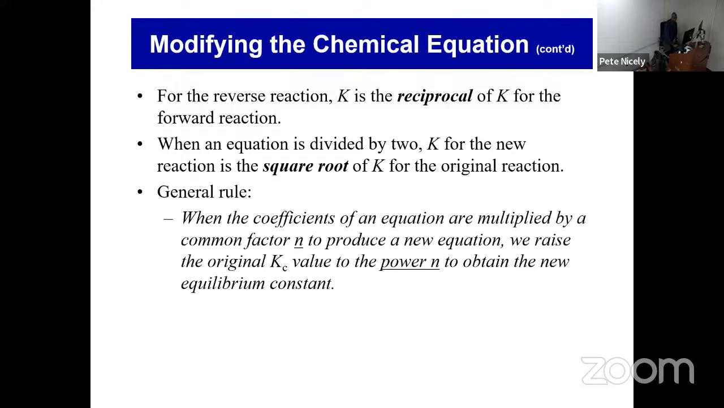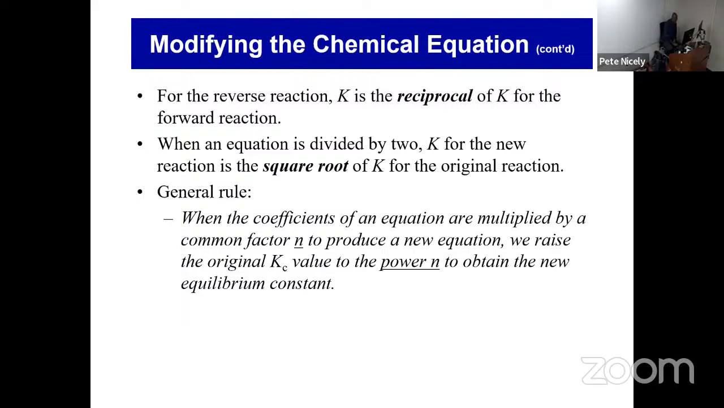In fact, here's a general rule right here. When the coefficients of an equation are multiplied by a common factor n to produce a new equation, we raise the original Kc value to the power of n to obtain the new equilibrium constant. So if you know the Kc value for an equation and you multiply that equation by, let's say, 2, then the new Kc value will be squared. If you multiply by 3, the new Kc value will be cubed, and so on. If you multiply right through by half, then the new Kc value will be square rooted, and so forth.